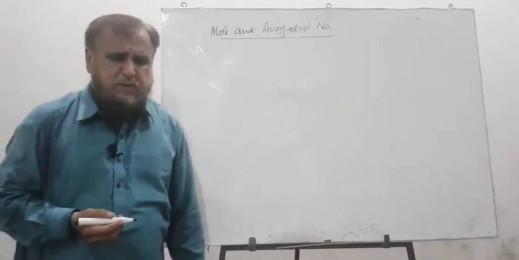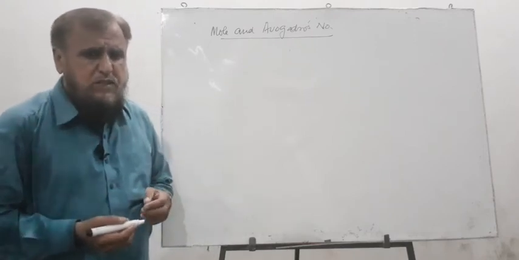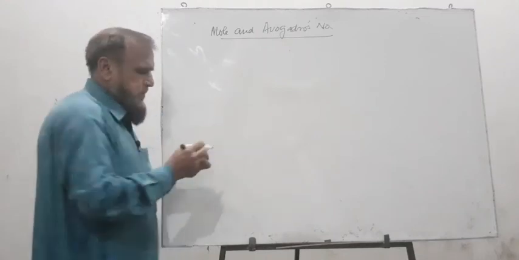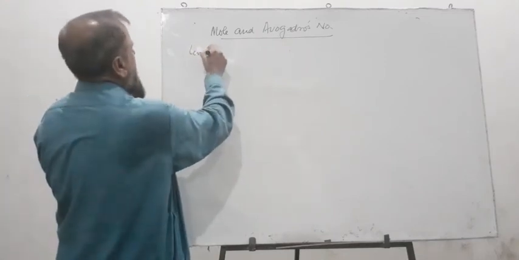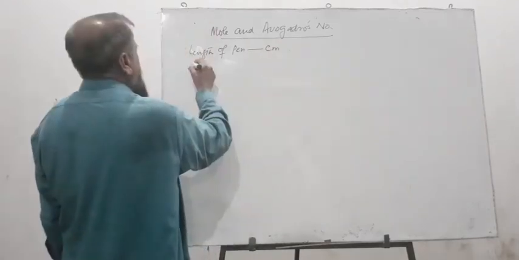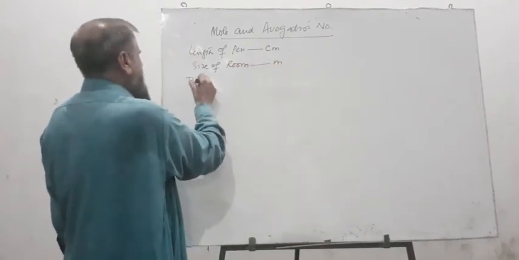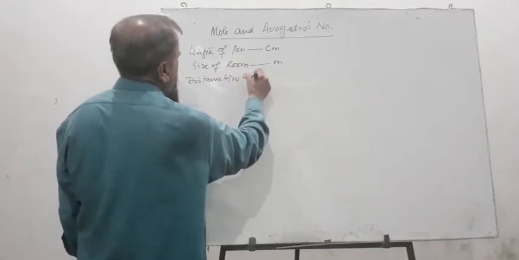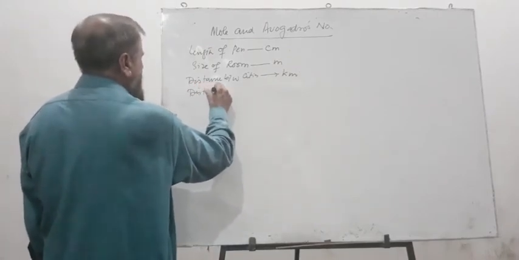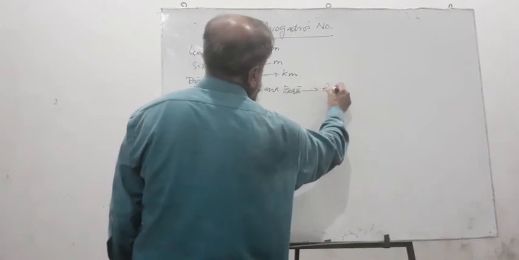Generally, when we measure physical properties, we use certain units. For small quantities, we use smaller units, and for expressing large quantities, we use very large units. Let us take an example. Let us suppose the length of a pen is expressed in centimeters. The size of a room is expressed in meters. The distance between cities is expressed in kilometers. The distance between the sun and earth is expressed in light years.